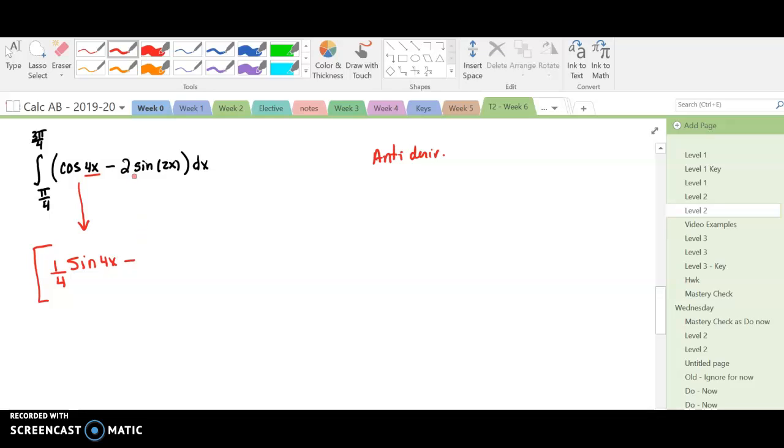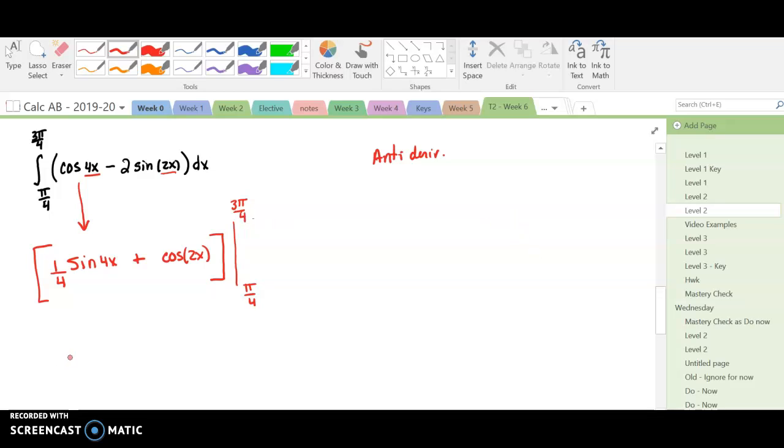Minus, well, the integral of sine is negative cosine, so we're going to have minus a negative 2 cosine of 2x. But again, because of that inner function, we're going to divide by 2. We'll do some simplifying. Those 2's cancel out, and that minus a minus becomes a plus. And we're evaluating this from pi over 4 to 3 pi over 4.